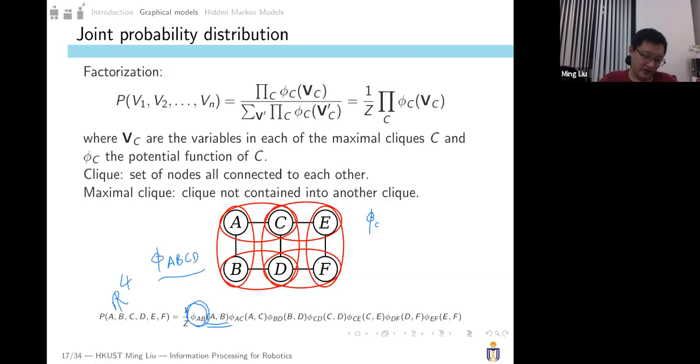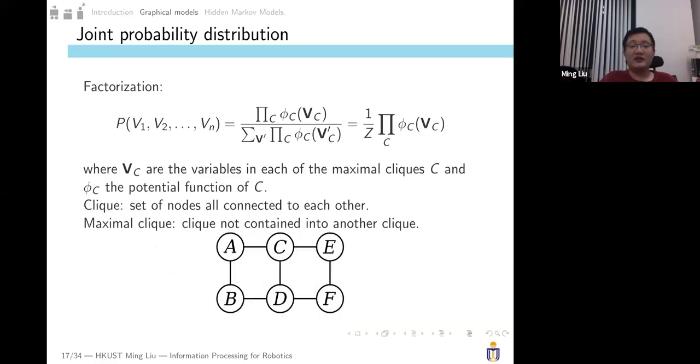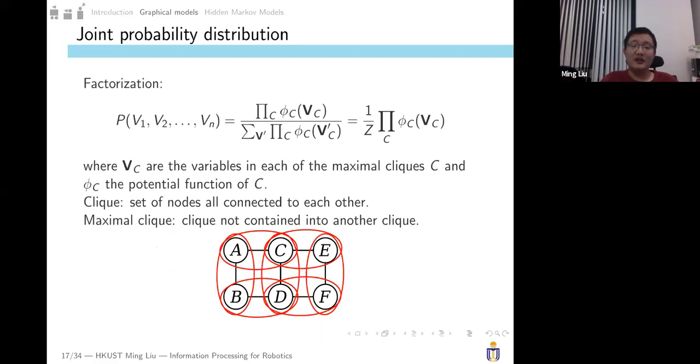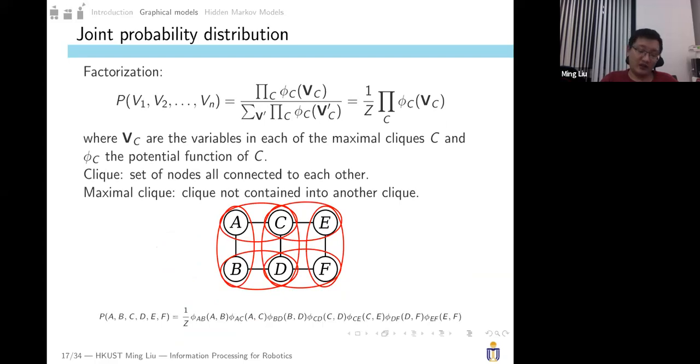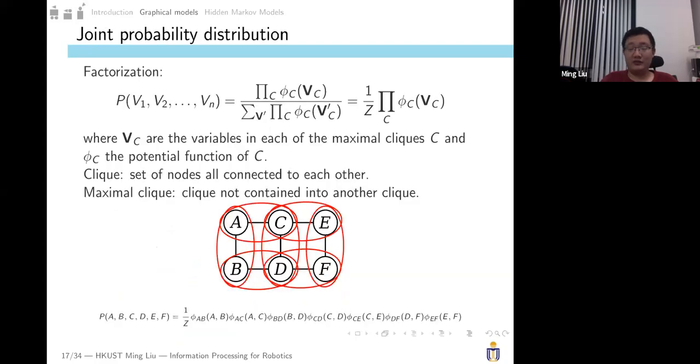This is 4D, and this one is only 2D. Okay. So from this definition, now you know what is a clique, what is the maximal clique, and a little bit about how you can compute the joint probability, a little bit about the potential function, where you don't see what is a potential function, but that's already sufficient to let you have a general understanding of what is MRF.